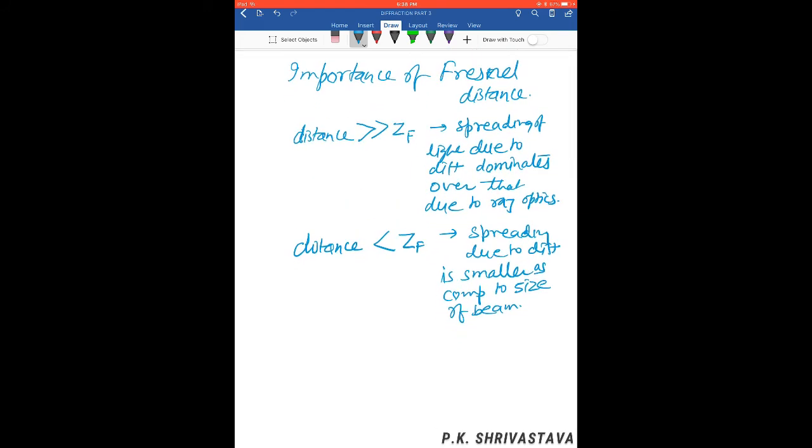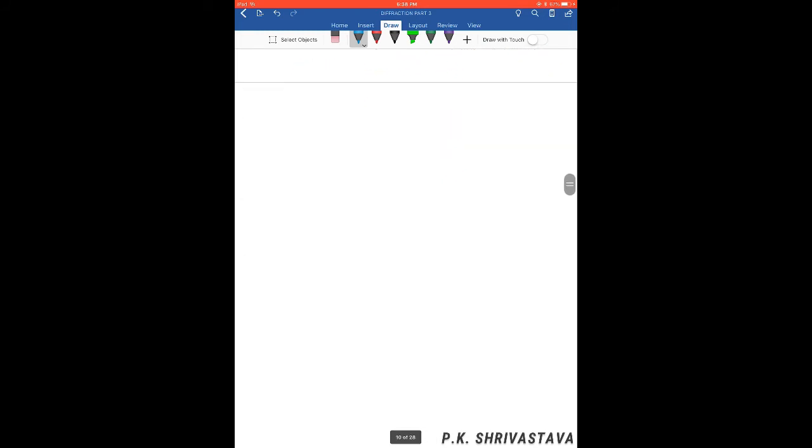If the distance traveled by the beam of light is less than the Fresnel distance, then ray optics is valid. That is, light travels along a straight path, and if distance is greater than this Fresnel distance, then we have to take into account the diffraction effect also. Let us take this with an example.